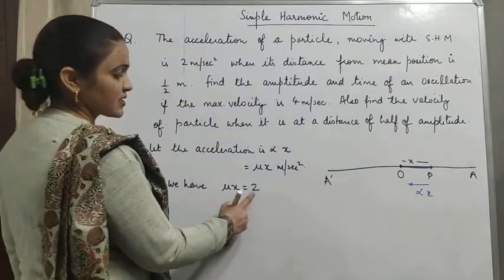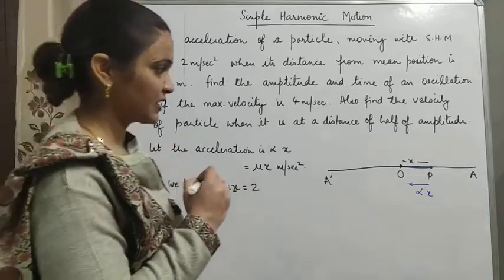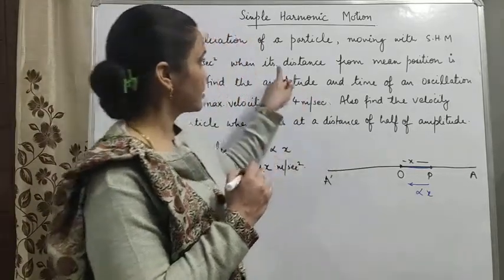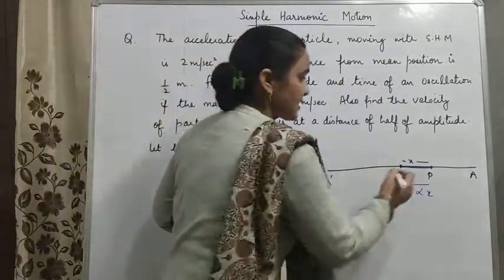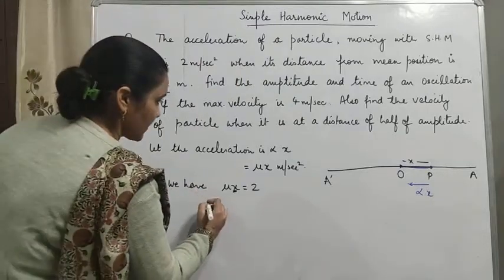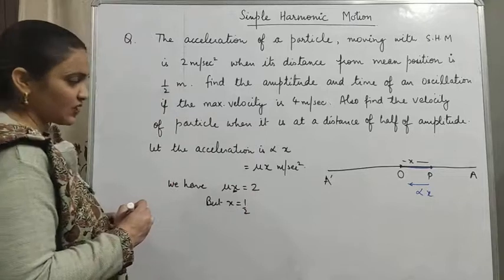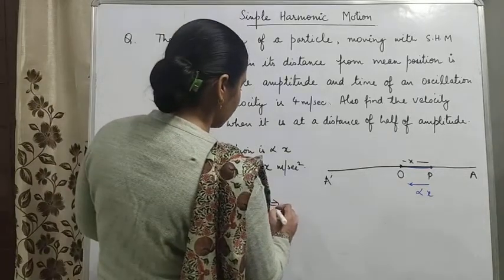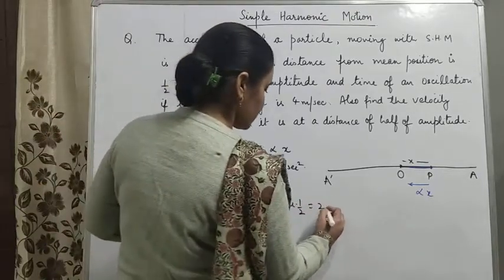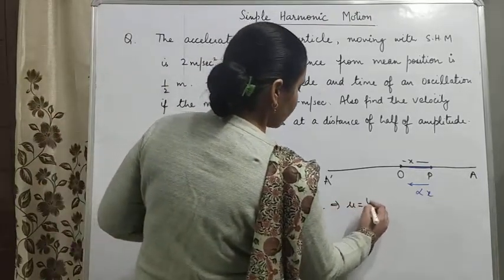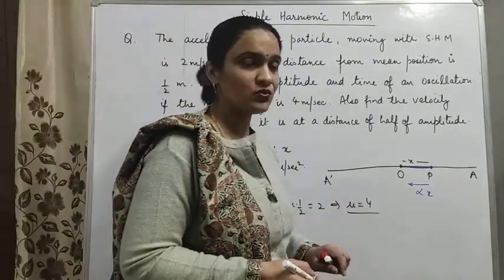So we have μx is equal to 2. What is x? The distance of the particle from the fixed point. The distance from the mean position is half meters. So x is given to be half meters. Put the value of x as half. What is μ equal to? This implies μ is equal to 4. So we have the constant of proportionality, μ, equal to 4.